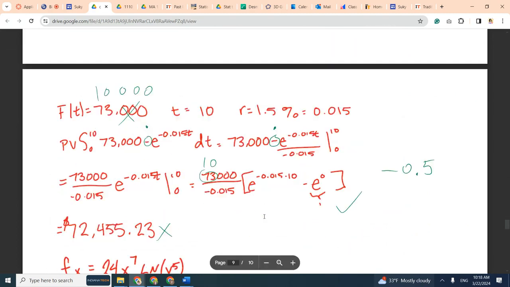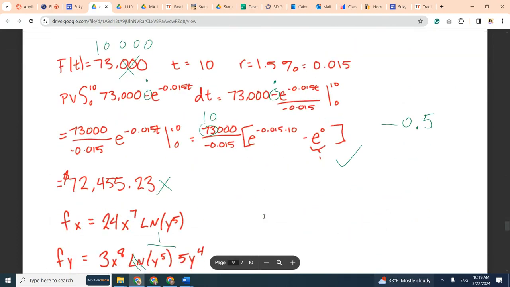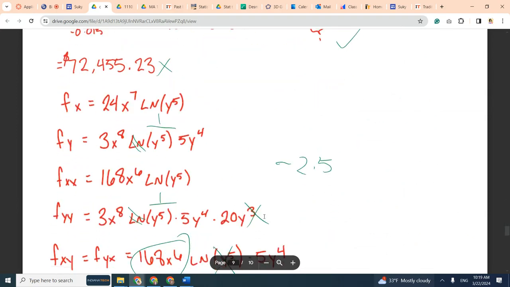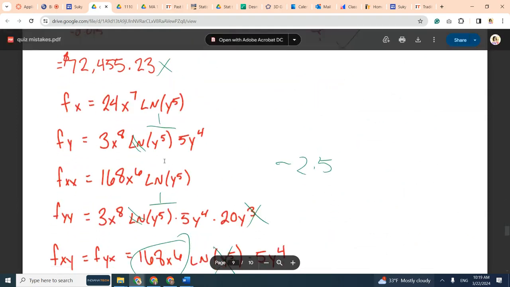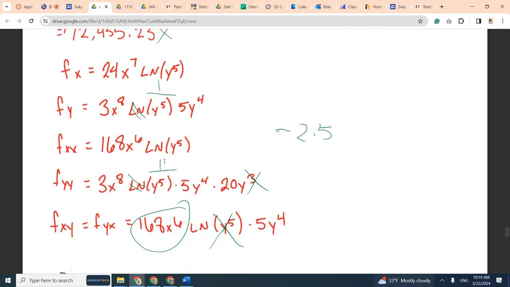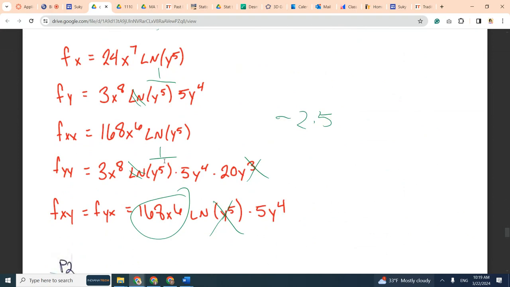Okay, so let's see. Here, f of t is 10,000, not 73,000. So we didn't use 73,000 at all in this problem, in the calculation. Okay, so yeah, be careful. And again, the derivative of ln u is 1 over u times u prime. See, you're not alone. This is a common mistake. So we just learn from it and don't make the mistake again in the exam.